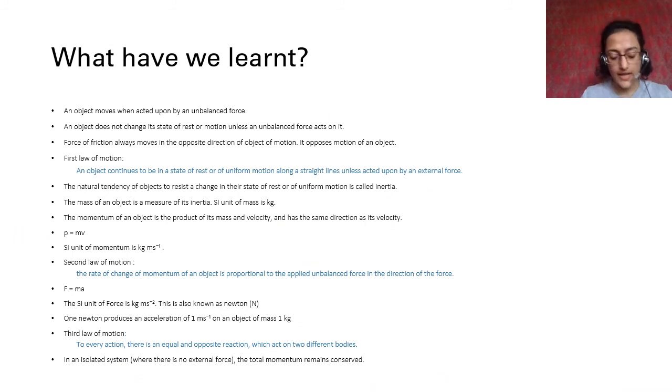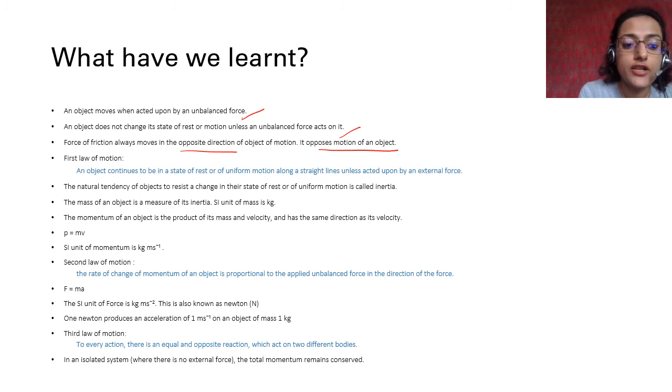All right, so that was the end of the numericals. This is what we have learned in the entire chapter. I'm just going to revise it. An object moves when acted upon by an unbalanced force. An object does not change its state of rest or motion unless an unbalanced force acts on it, right? Force of friction always acts in the opposite direction of the object's motion and opposes the motion of the object. Now we also saw examples in which we had to subtract the frictional force from the net force, right?